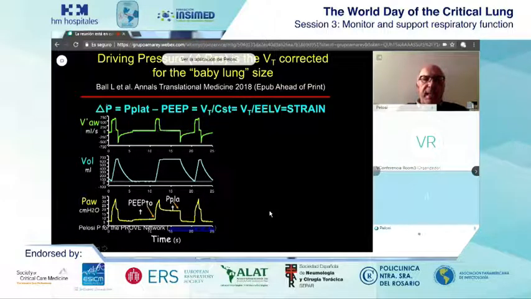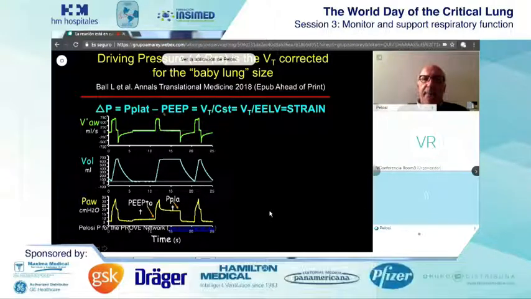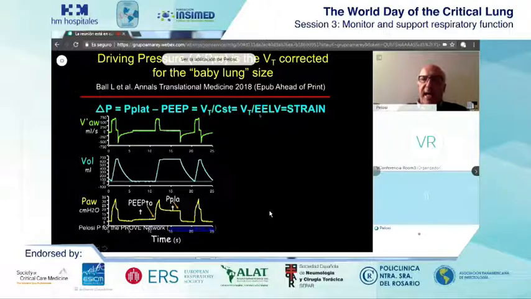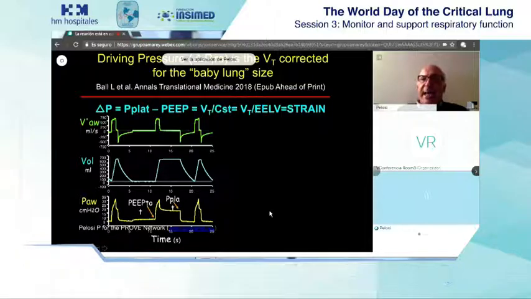In other terms, the driving pressure is the difference between plateau pressure and PEEP, which can be written as tidal volume divided by the compliance of the respiratory system. Since the compliance of the respiratory system is associated with the amount of end-expiratory lung volume, or the amount of aerated lung, the driving pressure is an easy parameter to obtain at the bedside, which gives us information on the ratio between the tidal volume and the aerated lung.